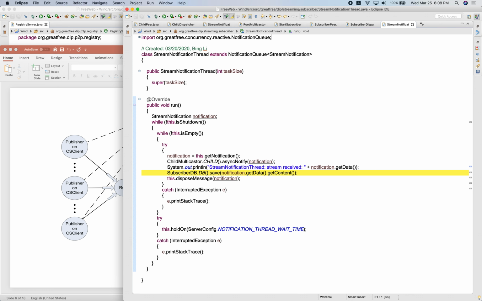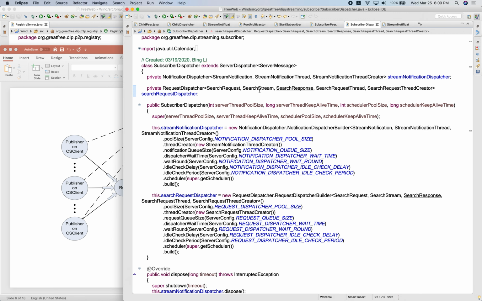This is different. Since the subscriber needs to provide services for users, it needs to keep the data in its local database. Then other users can interact with it to access data from such a DB, right? That's why I want to do that.